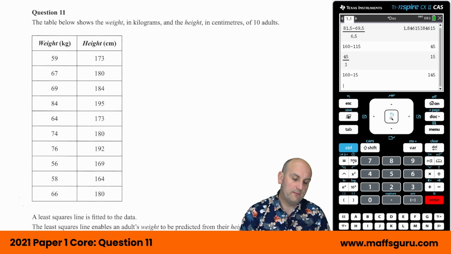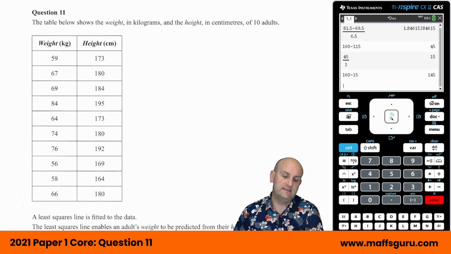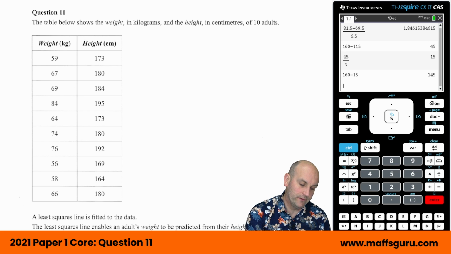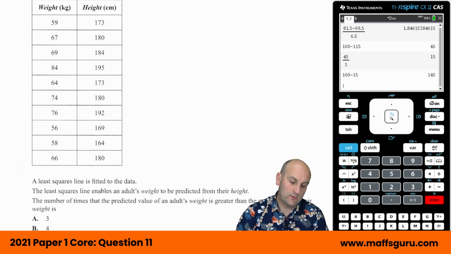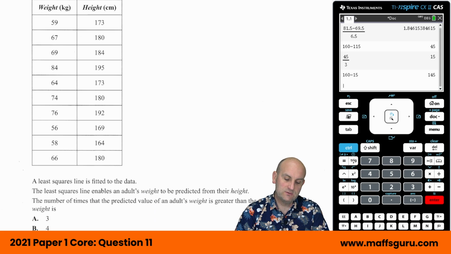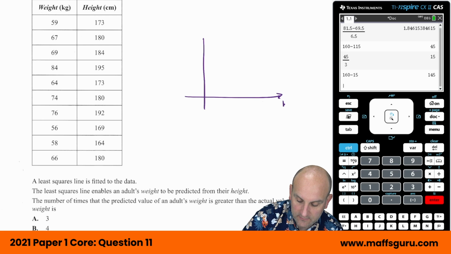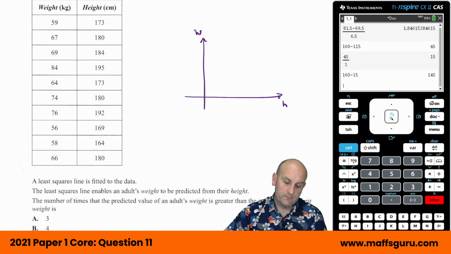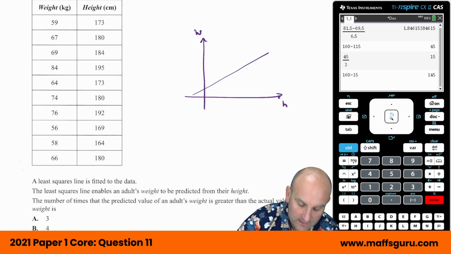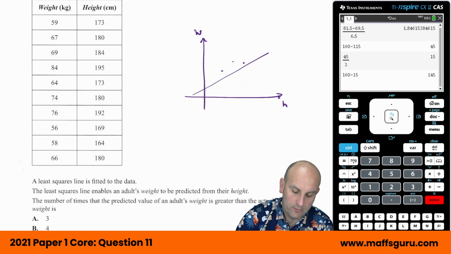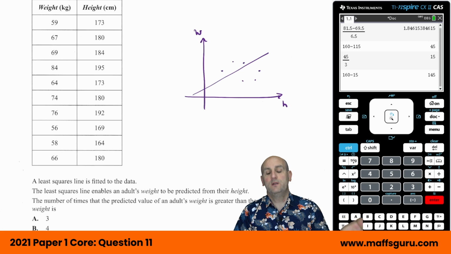Question 11, the table below shows the weight in kilos and the height in centimeters of 10 adults. Okie dokie. A least squares line is fitted to the table. The least squares line enables adults' weight to be predicted from their height. There we go, height and weight. The number of times that the predicted value of an adult's weight is greater than the actual value of their weight is. Now, when we have a line of best fit, if you remember, we will have our points either above the line or below the line.